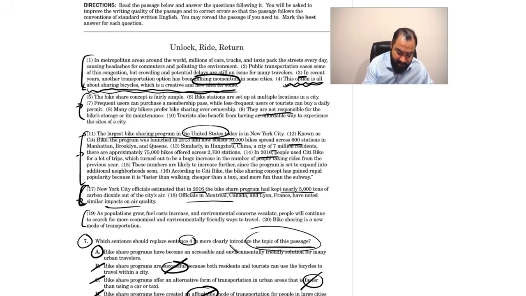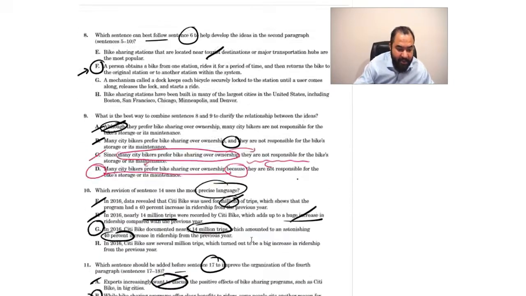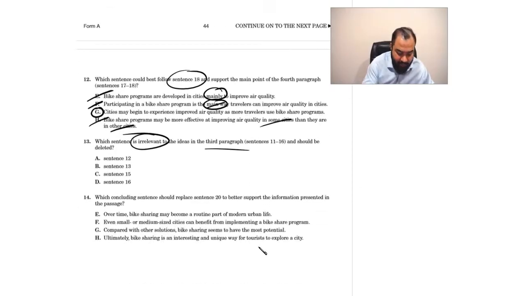Across the 600 station Manhattan, these are all related to New York City. And then you say, similarly in China, a city of 7 million residents there. Okay, so where did China come from? So that's irrelevant, man. Sentence 13 is irrelevant. So that's why we put the answer 13, because it was about the United States and all of a sudden it shifted to China. That's not right.